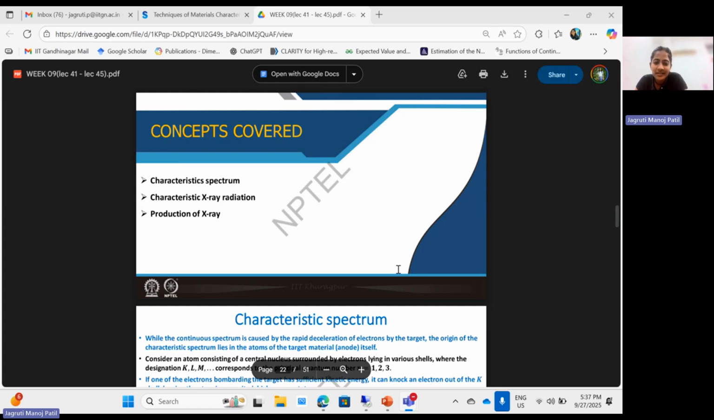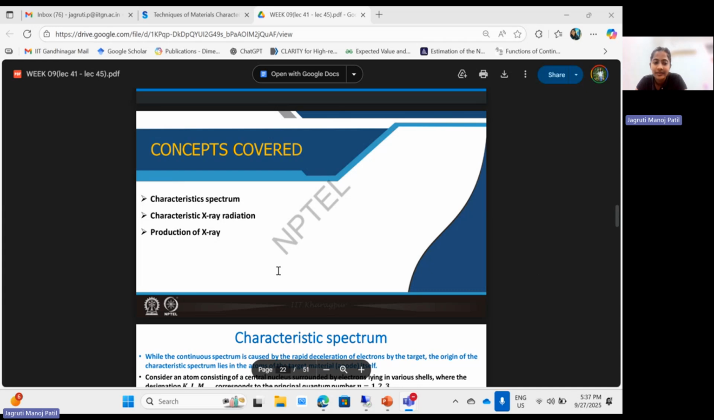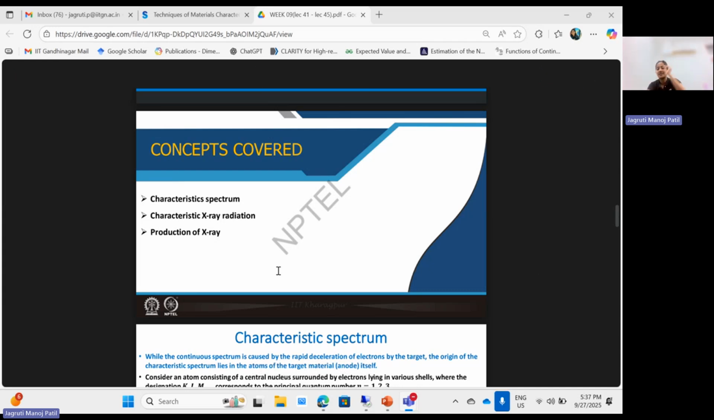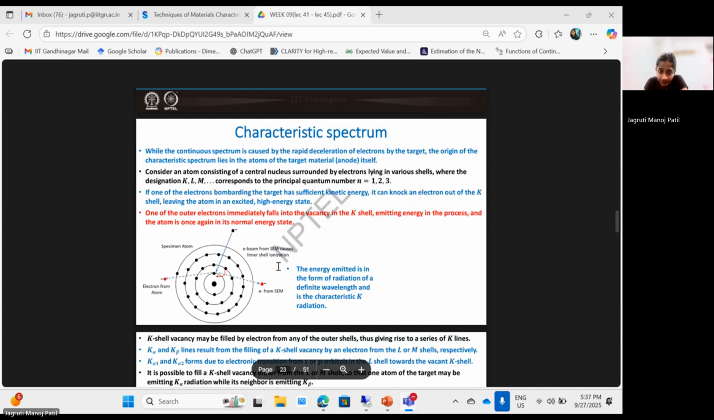But okay. So the next one is the characteristic spectrum, the radiation and production of X-rays. Of course, what we saw earlier was Bremsstrahlung, because that's a continuous spectrum. Now what we see over here is that while the continuous spectrum is caused by the rapid deceleration of the electron by the target, the origin of this lies in the atom of the target in the anode itself. So if you consider an atom which has K, L, M shells, then you'll also have a number of electrons lying in those shells.